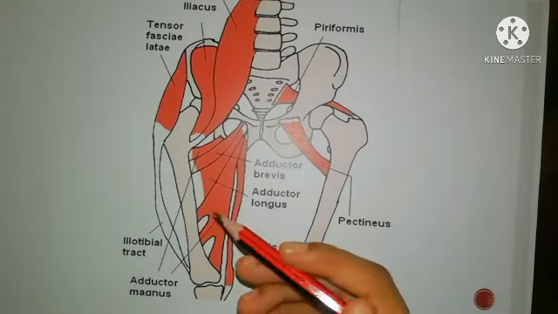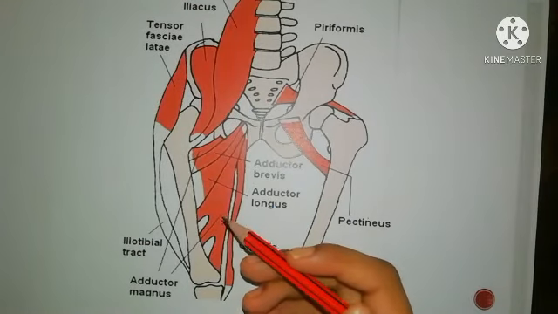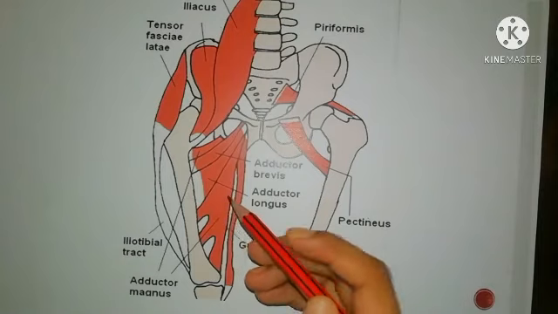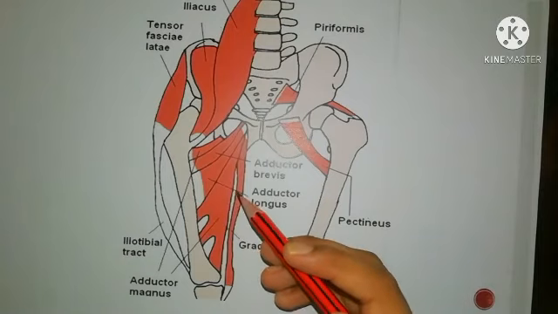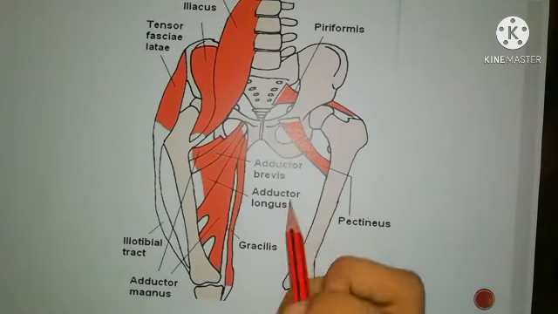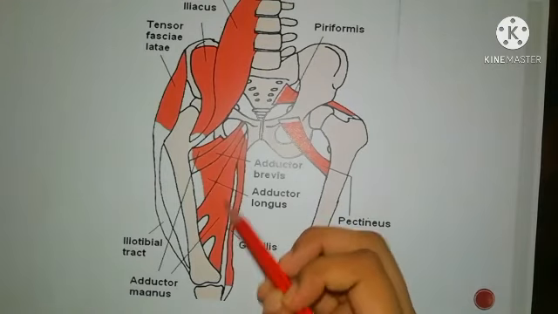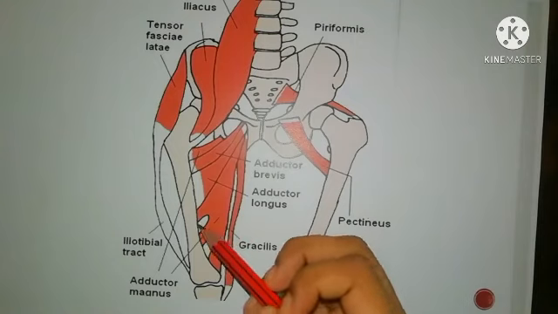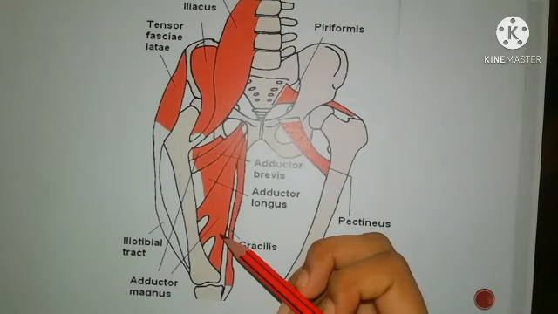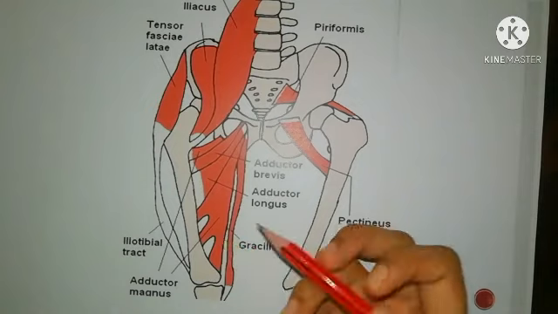Nerve supply of adductor magnus. Adductor part is supplied by the posterior division of the obturator nerve. Hamstring part is supplied by the tibial part of the sciatic nerve. Action of this muscle: adductor part causes adduction of the thigh. Hamstring part helps in the extension of the hip and the flexion of the knee.